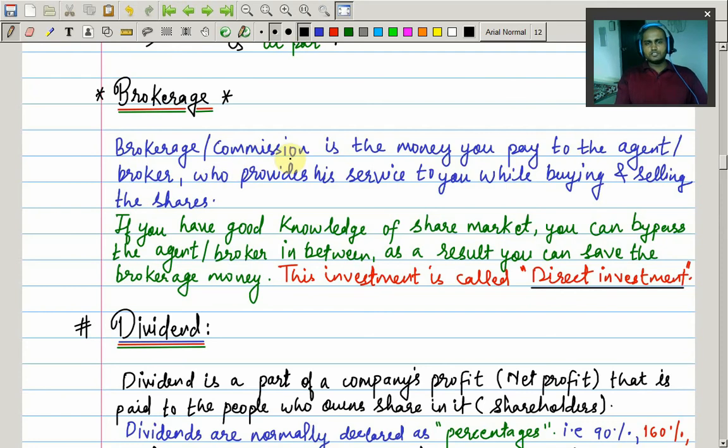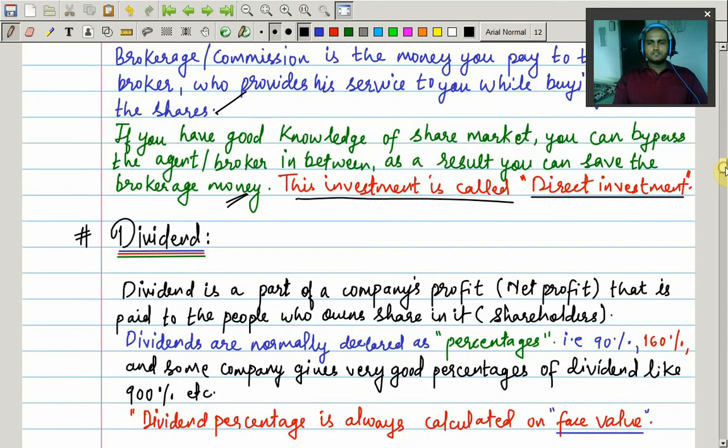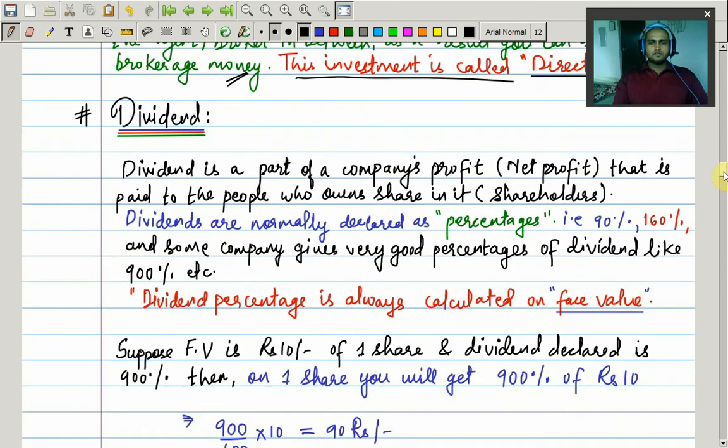What do we mean by brokerage? Brokerage, or the commission, is the money you pay to the agent or broker who provides a service to you while buying and selling the shares. If you have good knowledge of the share market, you can bypass the agent broker in between. As a result, you can save the brokerage money. This type of investment is called direct investment. So right now we are covering all the theory part. In the end, we will take examples.